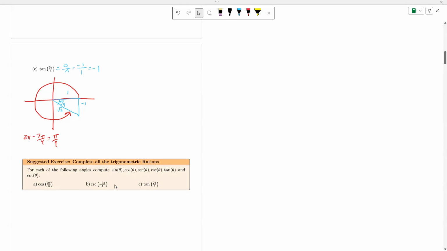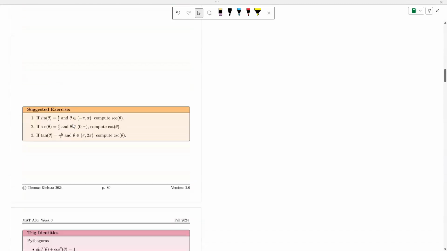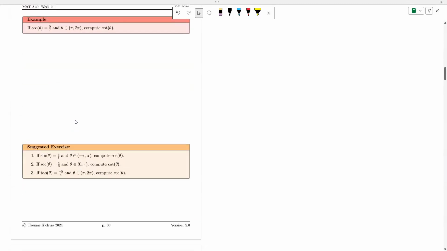So for each of the angles we've just solved, we did cos, cosecant, and tan, solve the remaining trigonometric ratios. Next, we have an example where we're given what cos is. We're told cos is this number, and then we're told that theta lies in a certain range, and we're asked to compute a different trigonometric ratio.